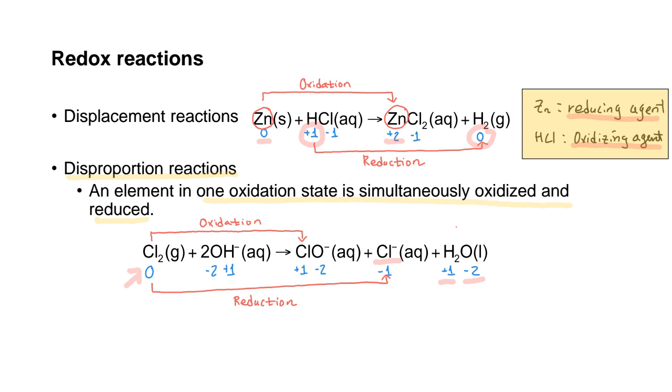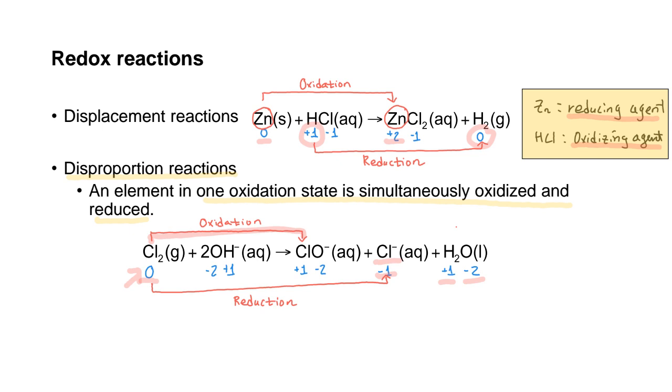So when you look at the oxidation number of chlorine, on one hand, the oxidation number of chlorine has decreased from 0 to -1. Apparently, this chlorine atom underwent reduction. On the other hand, when you look at this chlorine, the oxidation number has increased from 0 to +1. That means that this chlorine atom was oxidized.